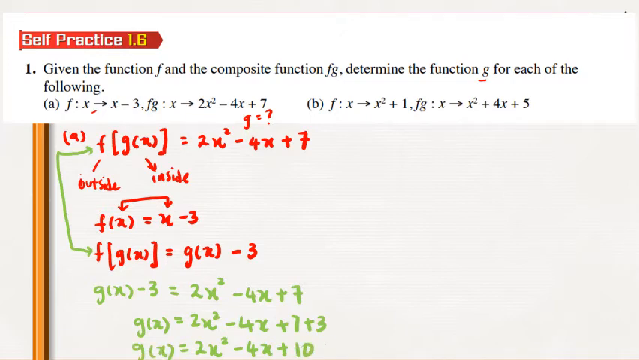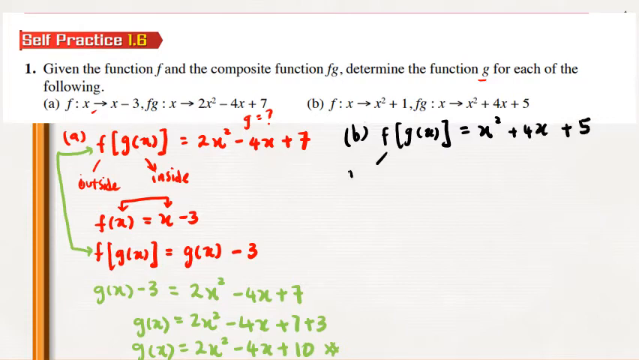Ta-da, we got it. Did you get the same as teacher? Okay, next we try B. Okay, so for B, we take our composite function, fg(x) equals x square plus 4x plus 5. So this one is outside. So inside, okay, remember the inside. So we have to compare with f. We put x here, so it becomes x square plus 1.